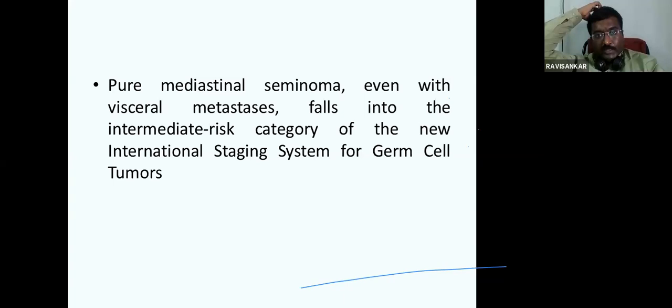There is an international staging system for germ cell tumors, where they are classified into low risk, intermediate risk, and high risk. Seminoma has only 2 risk categories, low risk and intermediate risk. There is no high risk for seminomas. The mediastinal seminoma falls under the intermediate risk category. This might be a question.